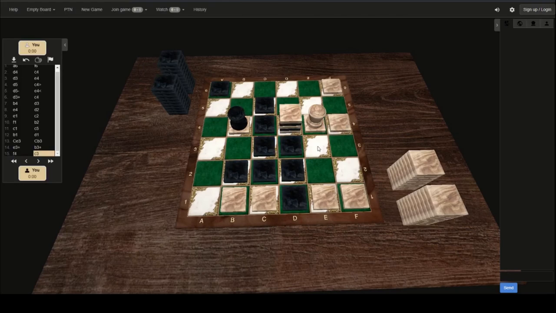A citadel is when you have four pieces arranged in a square like this, a 2x2 square. That is a citadel, and it's a particularly strong formation of flat stones.